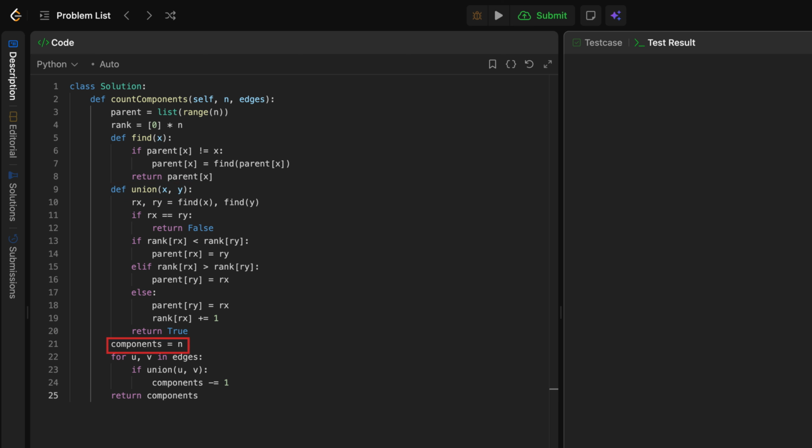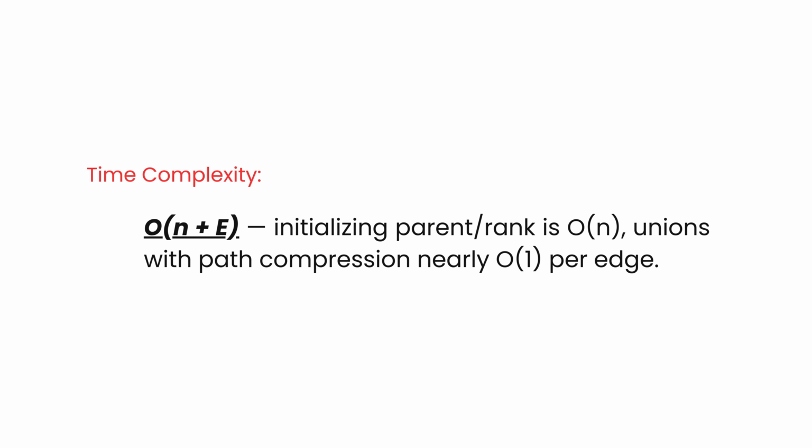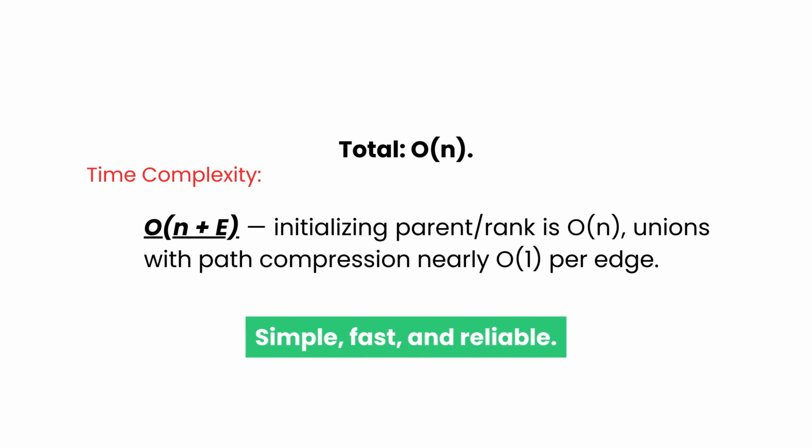Start with n separate components. Try to union each edge. If successful, decrement components. Return the remaining number of connected components. Time complexity: O(n plus e). Initializing parent and rank is O(n), unions with path compression are nearly O(1) per edge. Union-Find starts with each node as its own component, merges groups via edges, and efficiently counts remaining components. Simple, fast, and reliable.